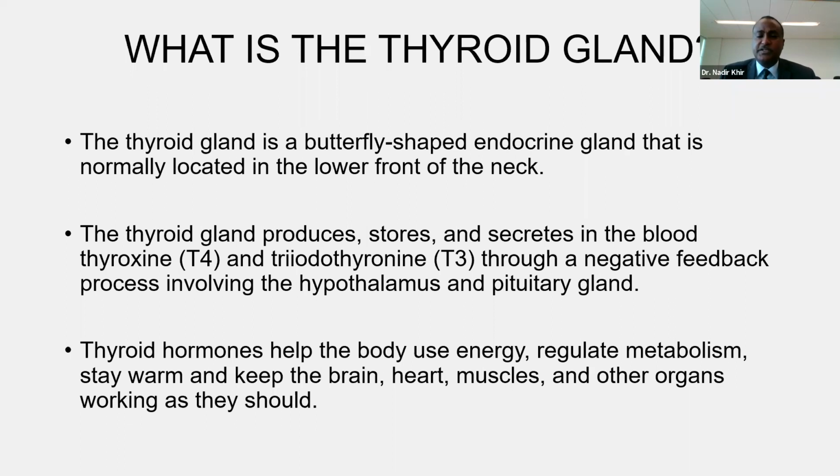And the thyroid hormones can help the body in different ways. Use the energy, regulate the metabolism, maintain the temperature of the body, keep the brain, the heart muscles functioning, and a lot of metabolic exercises that the body needs during the day. The thyroid has to be there. Almost every single cell in the body has a receptor, nuclear receptor for the thyroid hormone.